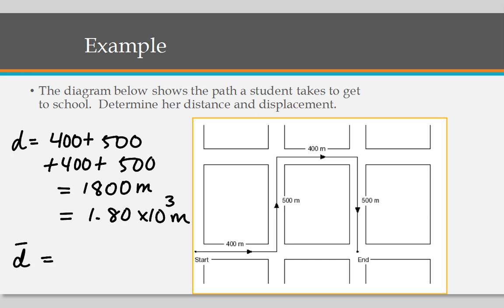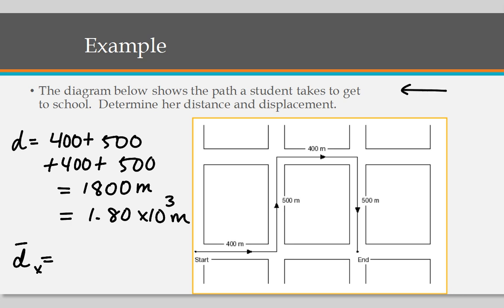Now, in terms of displacement, you didn't know how to do this one? So for displacement, because it's two-dimensional, and we'll talk more about this later, you have to look at both dimensions separately. So let's take a look at dx. What is the displacement in x? 400 east plus 400 east. Do you agree?